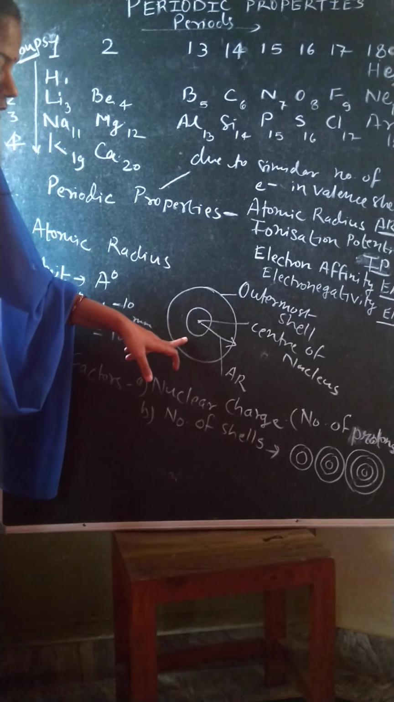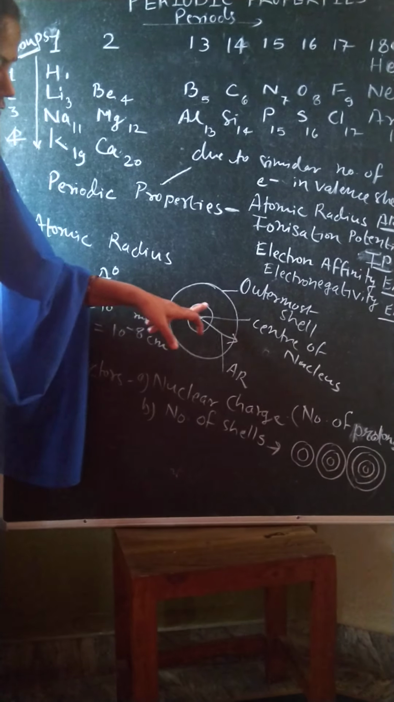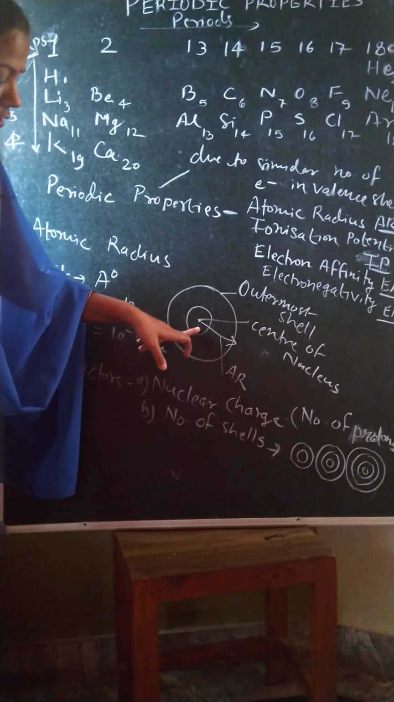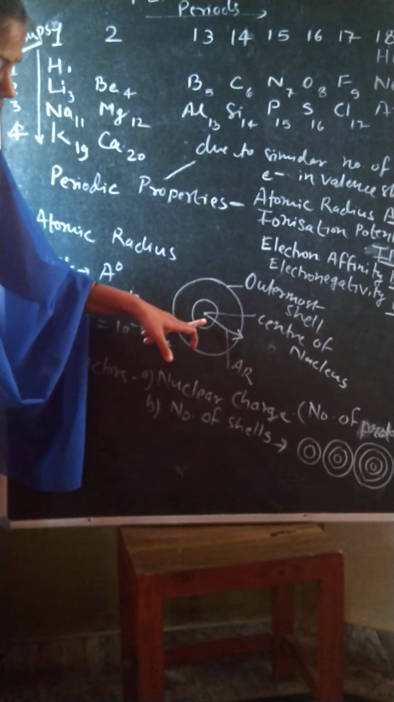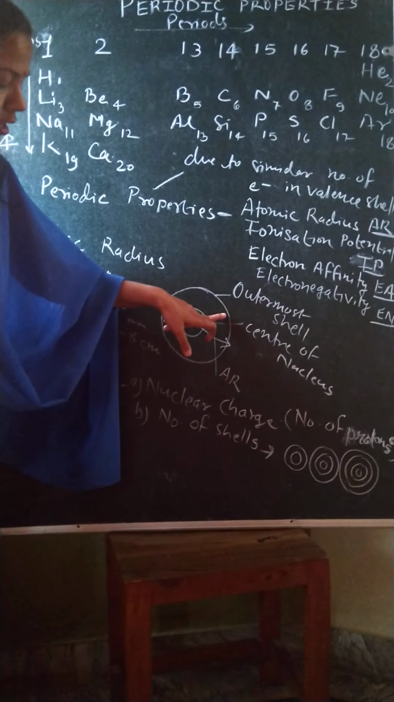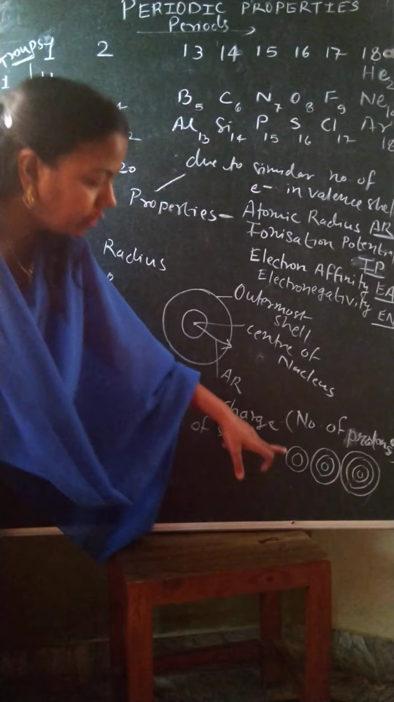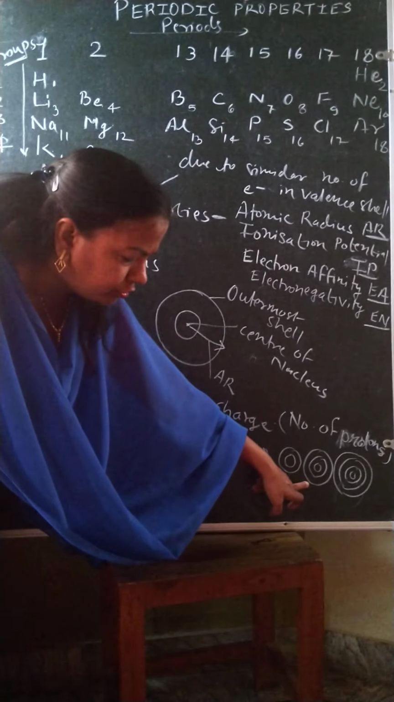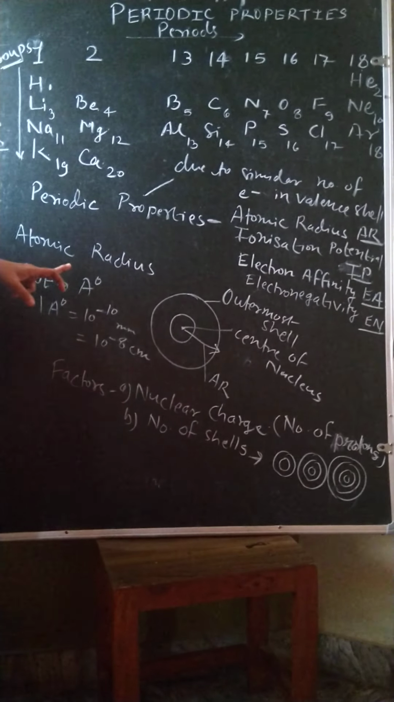This is the structure of the atom. You know already, this is the center part of the atom, which is called the nucleus, the most dense part of the atom. And in this atom, only one shell is there. This is the only outermost shell. See this one. In this atom, 2 shells are there. So, the outermost shell is this second one. So, now come again here.